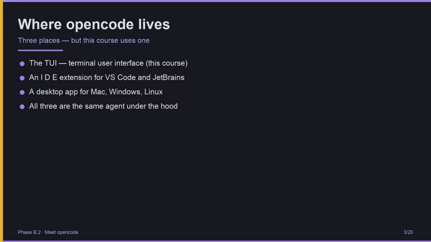Where does OpenCode live? 3 places. The TUI, the Terminal User Interface, which is what we will use throughout this course. An IDE extension for VS Code and JetBrains editors. And a desktop app for Mac, Windows, and Linux. All 3 are the same agent under the hood. The differences are just the surface. We will use the TUI because it works on every computer, costs nothing, and gets out of the way.